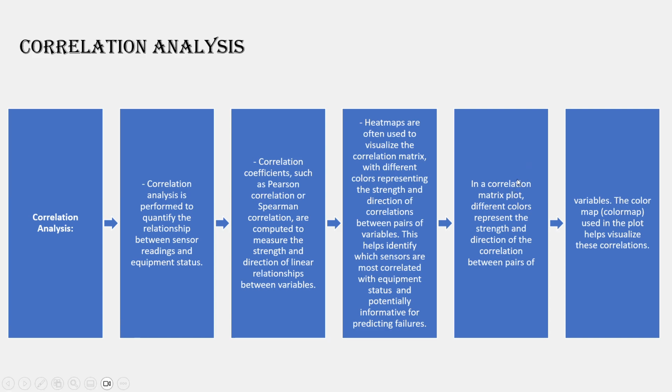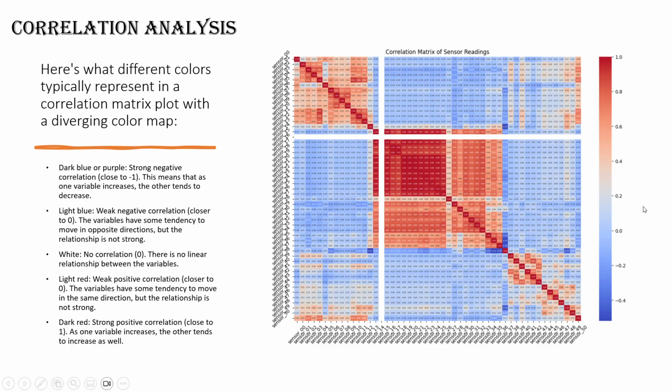And also, in the correlation matrix plot, different colors represent the strength and direction of correlation between pairs of variables. Here we see the correlation analysis. If you see over here, it has different colors. If you see sensor 1 to sensor 50, sensor 1 to sensor 50, the correlation matrix shows values like 0.4, 0.2.